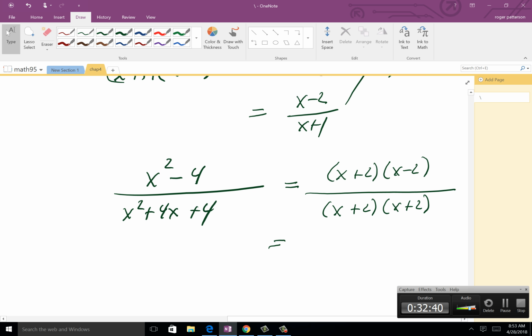And then look what's going to go away. The x plus 2s are going to go away. That leaves us with this. Cool. So factoring is the key here. Factor, factor, and factor. That's what you've got to do.